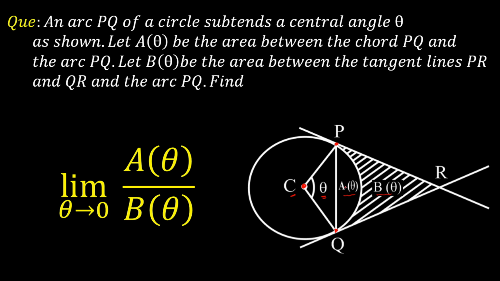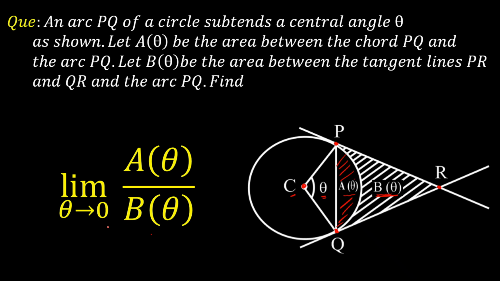Now A theta is the area bounded by the arc, this arc, and the chord PQ. So A theta represents this much area. Now B theta represents the area bounded by the tangents drawn from the points P and Q. Now if I draw two tangents from P and Q, they'll meet at point R. Now it is the area bounded by the two tangents and the arc PQ. So B theta is this quantity.